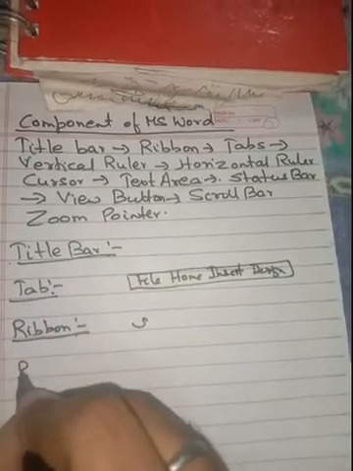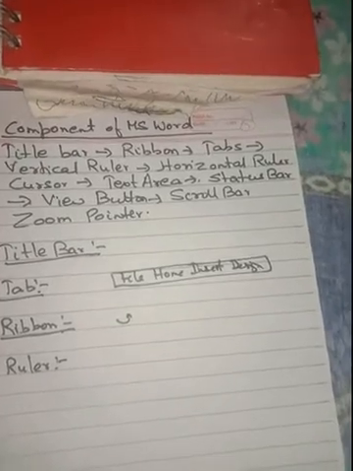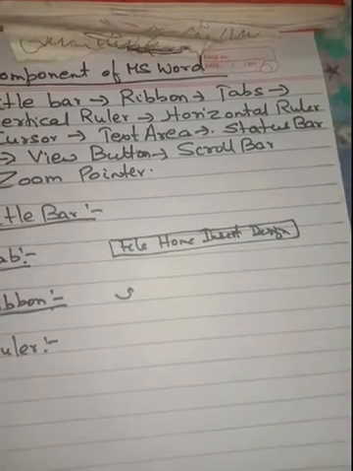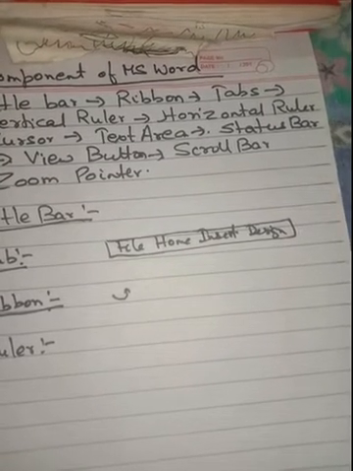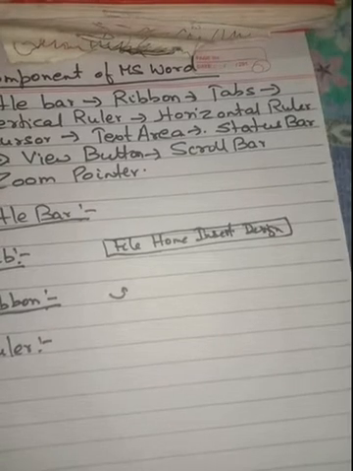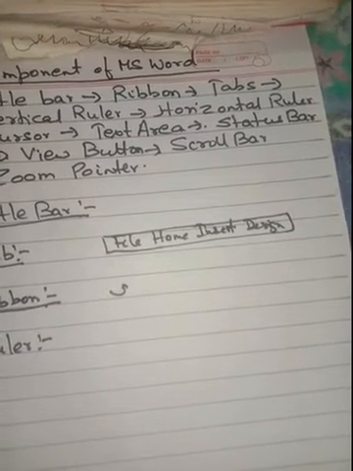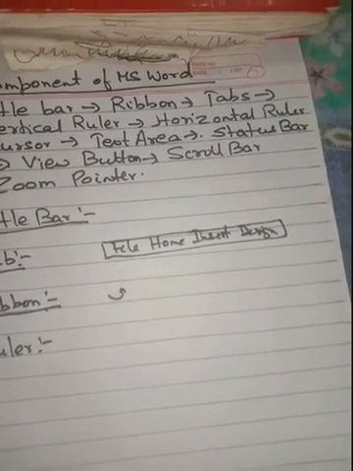Now the next component that we are going to discuss is the ruler. We generally have two types of ruler, the horizontal ruler and the vertical ruler. The horizontal ruler is below the ribbon and the vertical ruler is on the left side. They are mostly used to change the format of our documents.